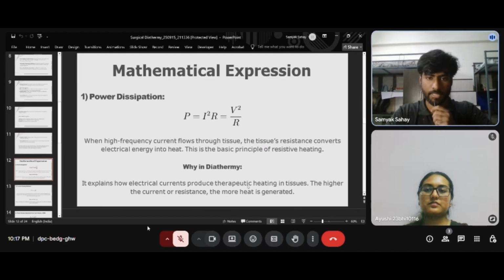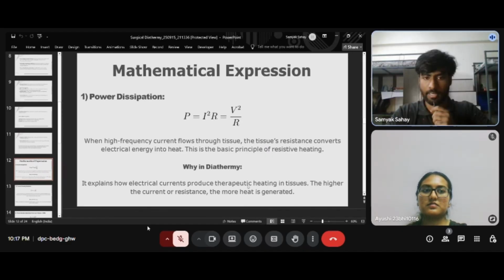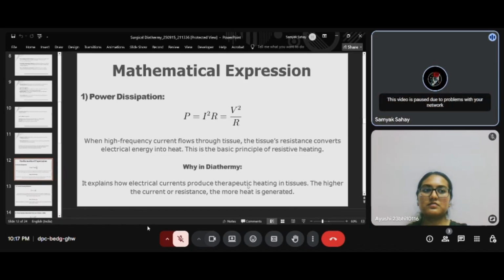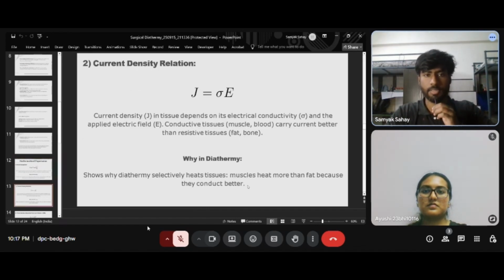When the high frequency current converts electrical energy into heat, this is the basic principle of resistive heating. It explains how the electrical currents produce therapeutic heating in tissues. The higher the current or resistance, the more heat is generated. We'll move to the next mathematical expression.